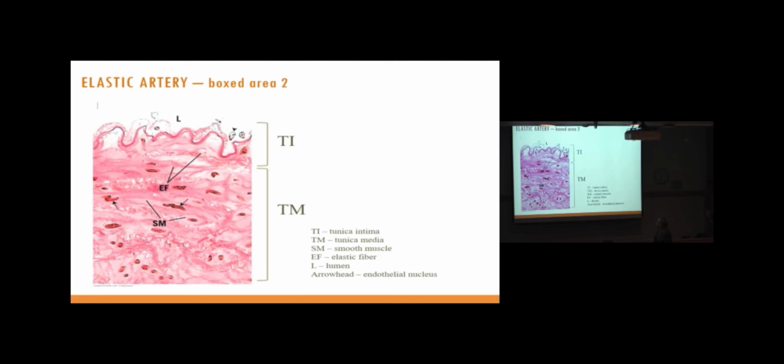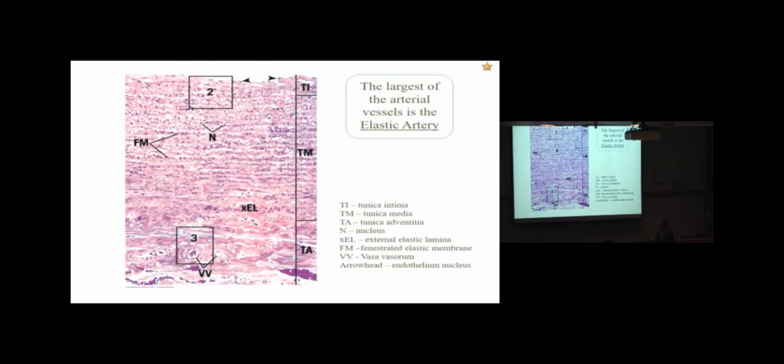Okay, so now we're in the media. It's a little harder to see those elastic fibers at this magnification, but here's a big bundle of this elastic membrane. Got a lot of smooth muscle cells. This one got cut lengthwise, so you can really see its cell body here and its characteristic corkscrew nuclei. Okay, now we're going to look at number 3 here.